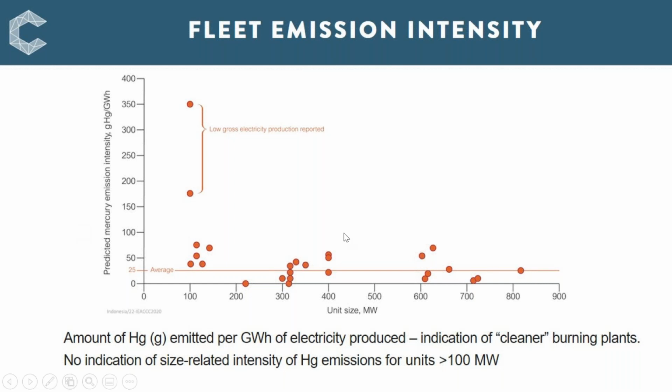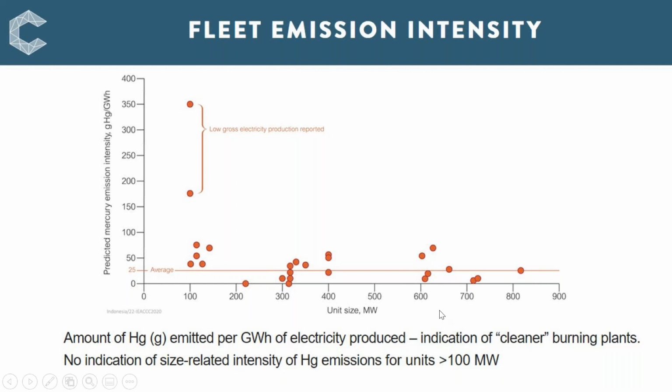Now, I know your eyes are being drawn to these two outliers on the far left, the top left there. Those are small plants where the reported value is extremely high. These have significantly lower gross electricity production. Basically, these plants are older and they're inefficient units. And we'll actually be talking more about one of these later. So don't worry about those. Those are not representative of the fleet in Indonesia.